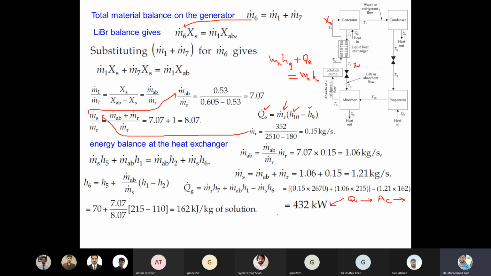What about the performance of this system? Performance is the output, the cooling effect, divided by the input. We know the cooling effect is 352 and the input is 432. So lastly we have 0.81, the coefficient of performance, which is connected with the solar system. So is it clear to everyone?